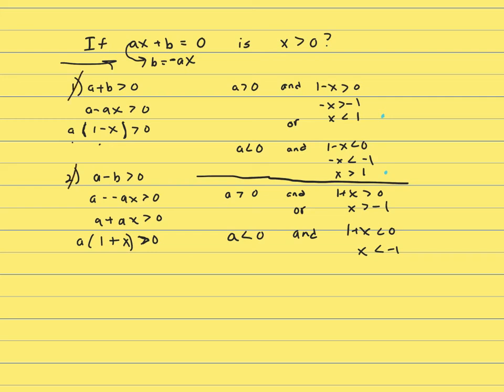But let's put them both together. Now both of these inequalities are greater than, so I can add them together. And that tells me that a plus b plus a minus b is greater than 0. And that gives me 2a is greater than 0 because the b's canceled out. A is greater than 0. I'm putting them both together.